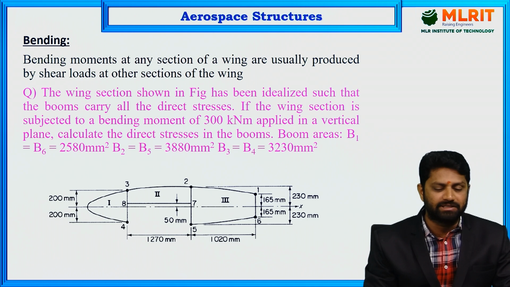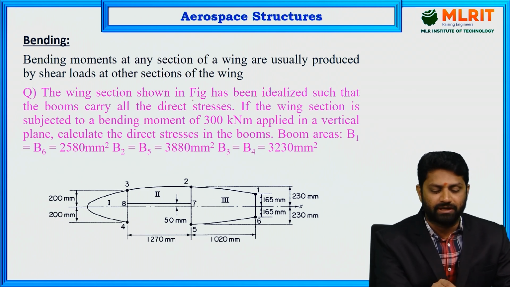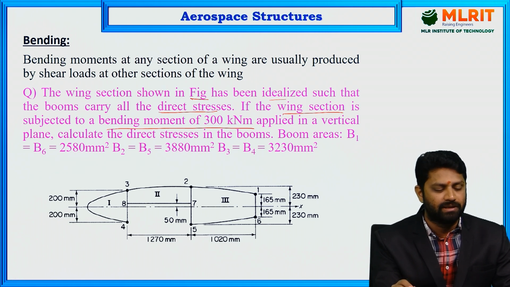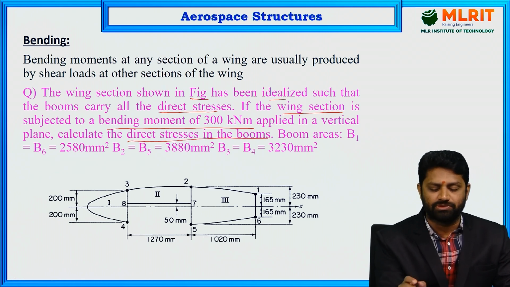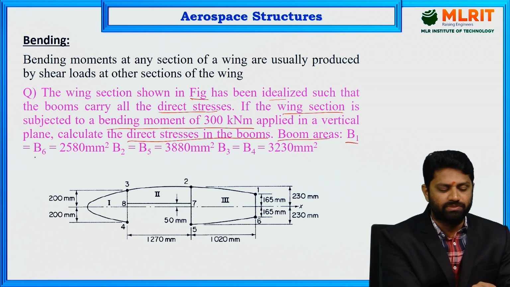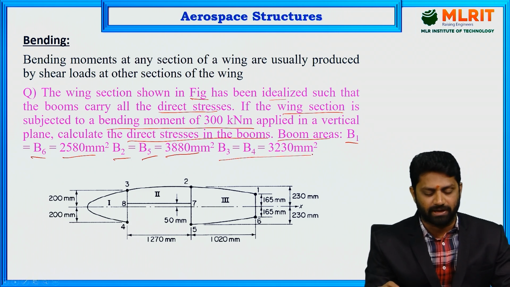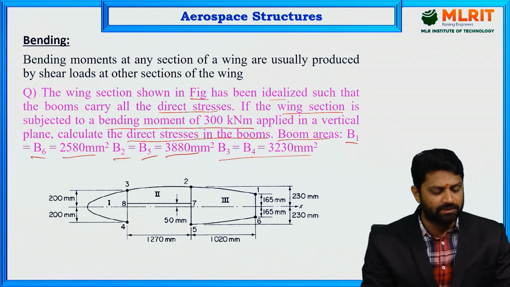So bending moments at any section of a wing are usually produced by shear loads at other sections of the wing. And consider a question: the wing section shown in the figure has been idealized such that the booms carry all the direct stresses. If the wing section is subjected to a bending moment of 300 kilonewton meter applied in a vertical plane, calculate the direct stresses in the booms. He has given the boom areas: B1 equals B6 equals 2580, B2 equals B5 equals 3880, and B3 equals B4 equals 3230 mm square.